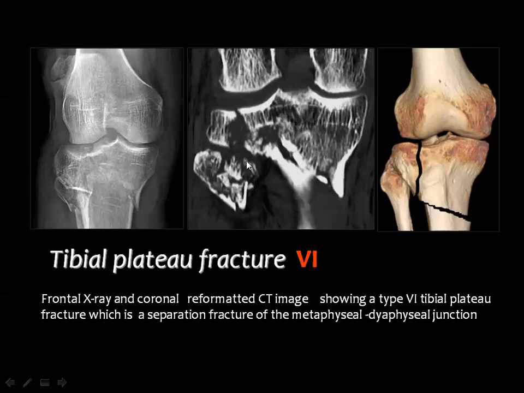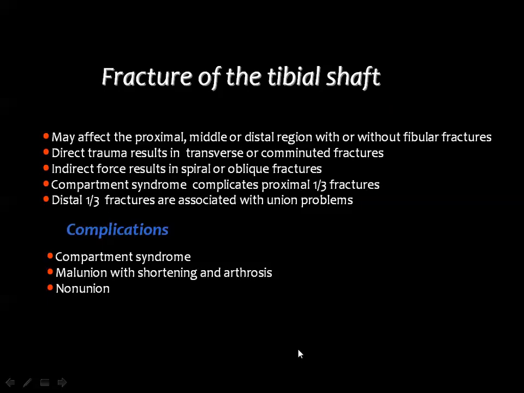And this is type 6, where you got a comminution of the lateral aspect of the tibial plateau together with metaphyseal extension of the fracture. And also you may appreciate the comminuted fracture of the proximal part of the fibula, which is not a part of this classification.